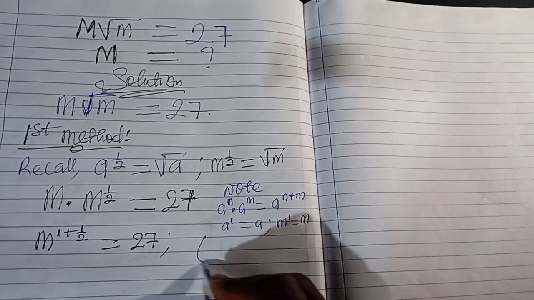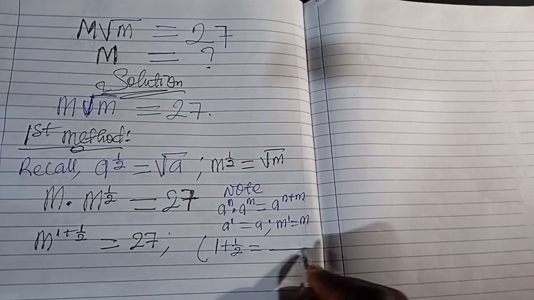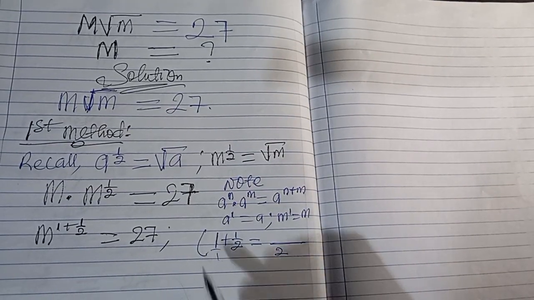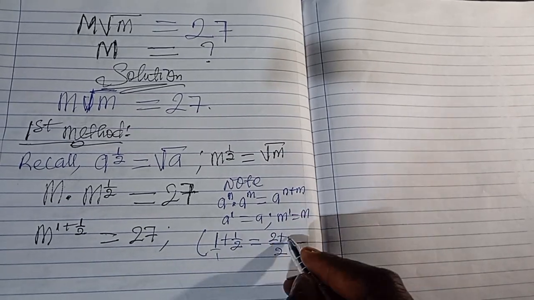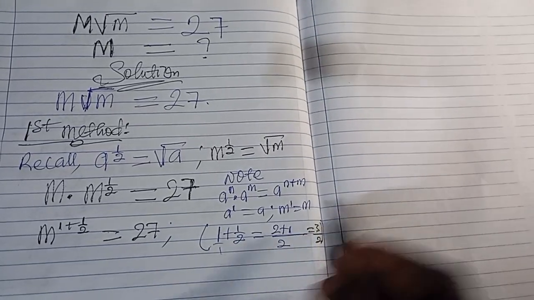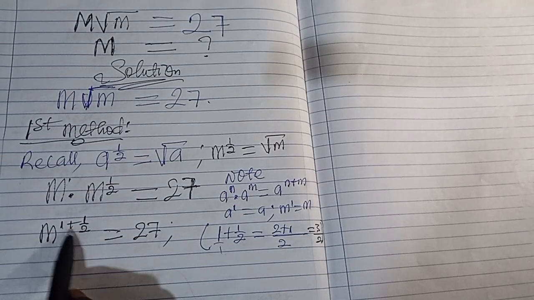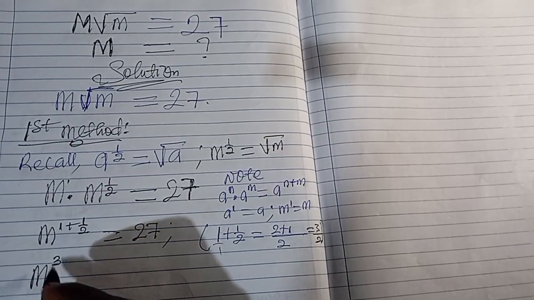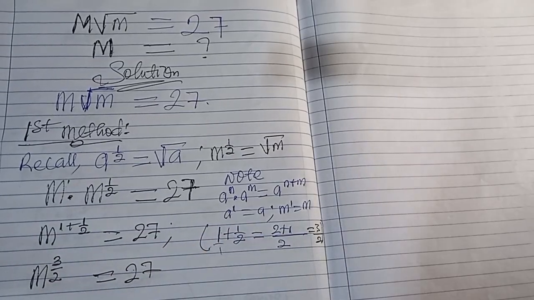Now when you solve 1 plus 1 over 2, our LCM here is 2. There is an invisible 1 here. So 2 divided by this invisible 1 is 2. Multiply it by 1, you have 2. Plus 2 divided by 2 is 1, times 1, you have 1. So that you have 3 over 2. Okay? Now over here, we are going to replace this fraction with 3 over 2. So we can have m raised to power 3 over 2 is equal to 27.